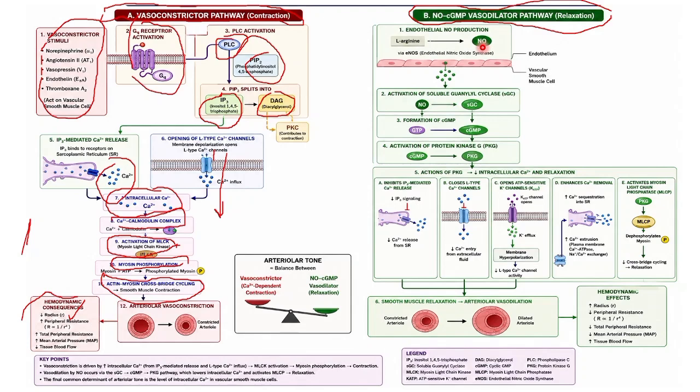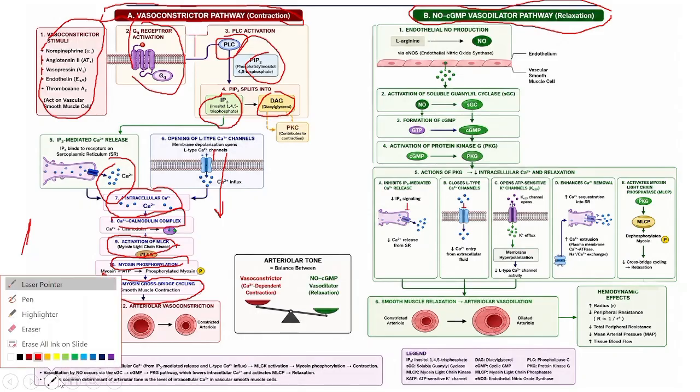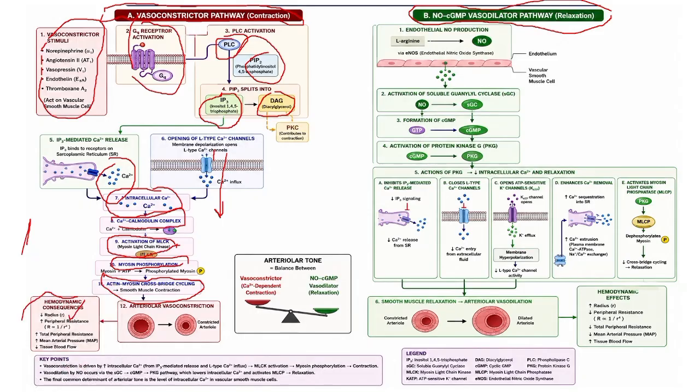Now, what happens when the nitric oxide is produced? So a production of nitric oxide occurs. What does the nitric oxide do? It activates the soluble guanylyl cyclase. So this enzyme here is activated. So nitric oxide will activate soluble guanylyl cyclase.